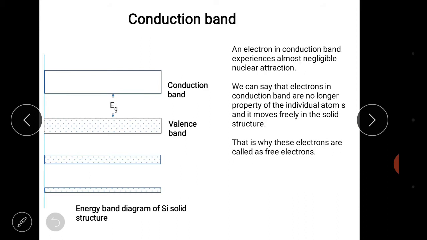An electron in the conduction band experiences almost negligible nuclear attraction, or we can say that electrons in the conduction band are no longer the property of individual atoms and move freely in the solid structure. That is why these electrons are called free electrons.